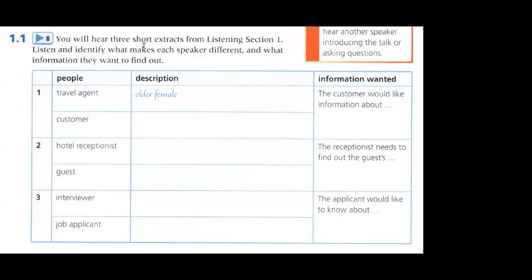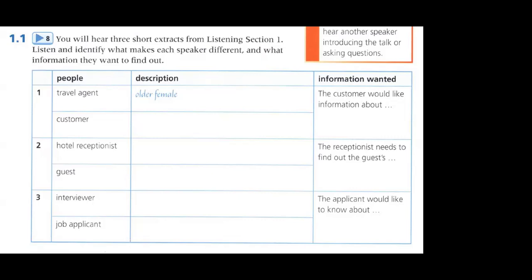In this activity, you will hear 3 short extracts from listening section 1. You identify what makes each speaker different and what information they want to find out. So description, if it's an older man, older women, just a kid. First activity, identify it. Well, we're gonna listen to the first one.